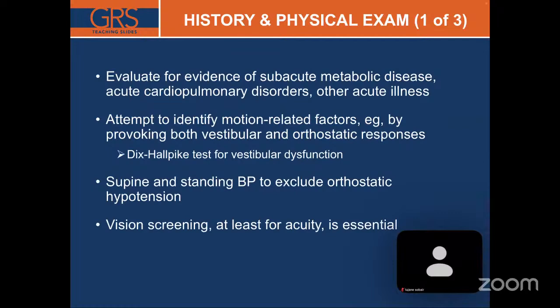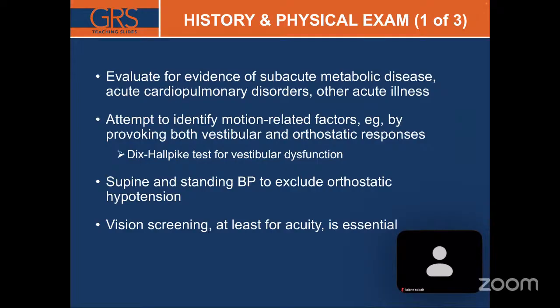The first step in assessing a patient with gait disorder is, as we said, the history and exam. So when evaluating gait impairment, the very first step is a thorough history and physical exam. This helps us uncover any underlying medical conditions or recent illnesses that might be contributing to walking difficulties. And once we have this foundation, we look for evidence of subacute metabolic diseases, acute cardiopulmonary disorders, or other acute illnesses. We also try to identify motion-related factors by provoking both vestibular or orthostatic responses.